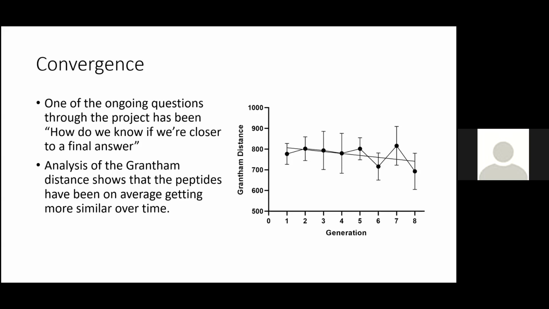Over time, there has been a slight negative trend in the Grantham distance, implying that the peptides are getting slowly but surely more similar to one another. That being said, it hasn't fully fallen into that pattern. As you can see, it shakes up and down. And so there's still probably a good deal more evolution that it can go through.